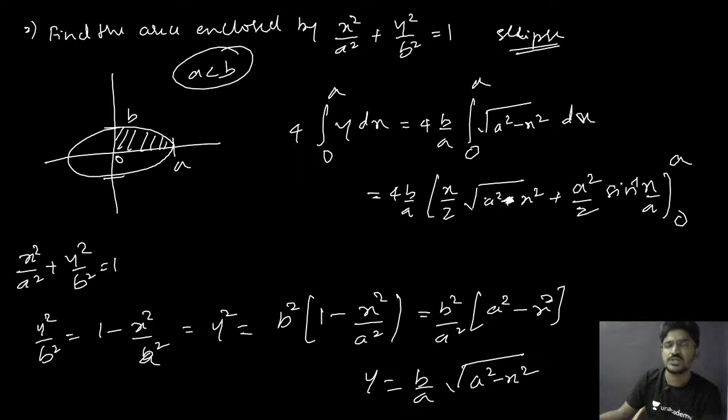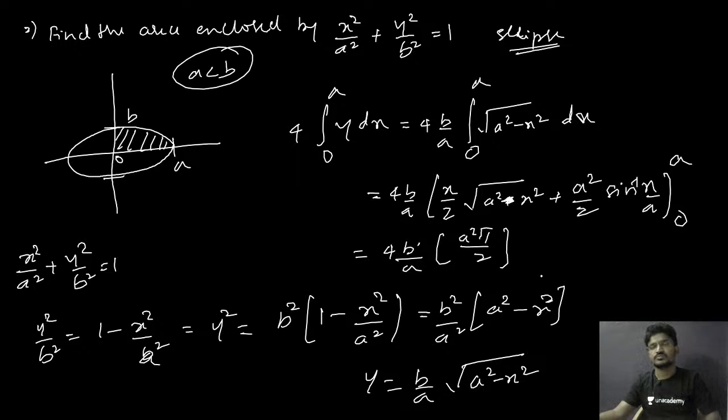If I put a, this term will be 0. You are going to get just 4b by a. If I put a, this will be 0. This will be a square by 2 times sine inverse of a by a, which is 1, so a square pi by 2. Another term is going to be 0. No problem. And now this is the required area, that is 4b by a.